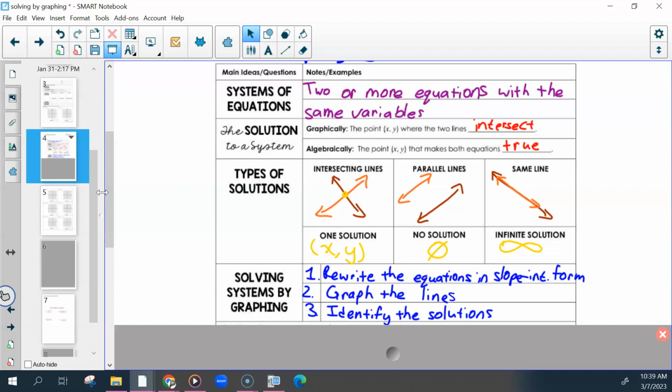And then to figure this out, to solve it, if the equations are not in slope-intercept form, we would change that first, and then graph them, and then find the solution.